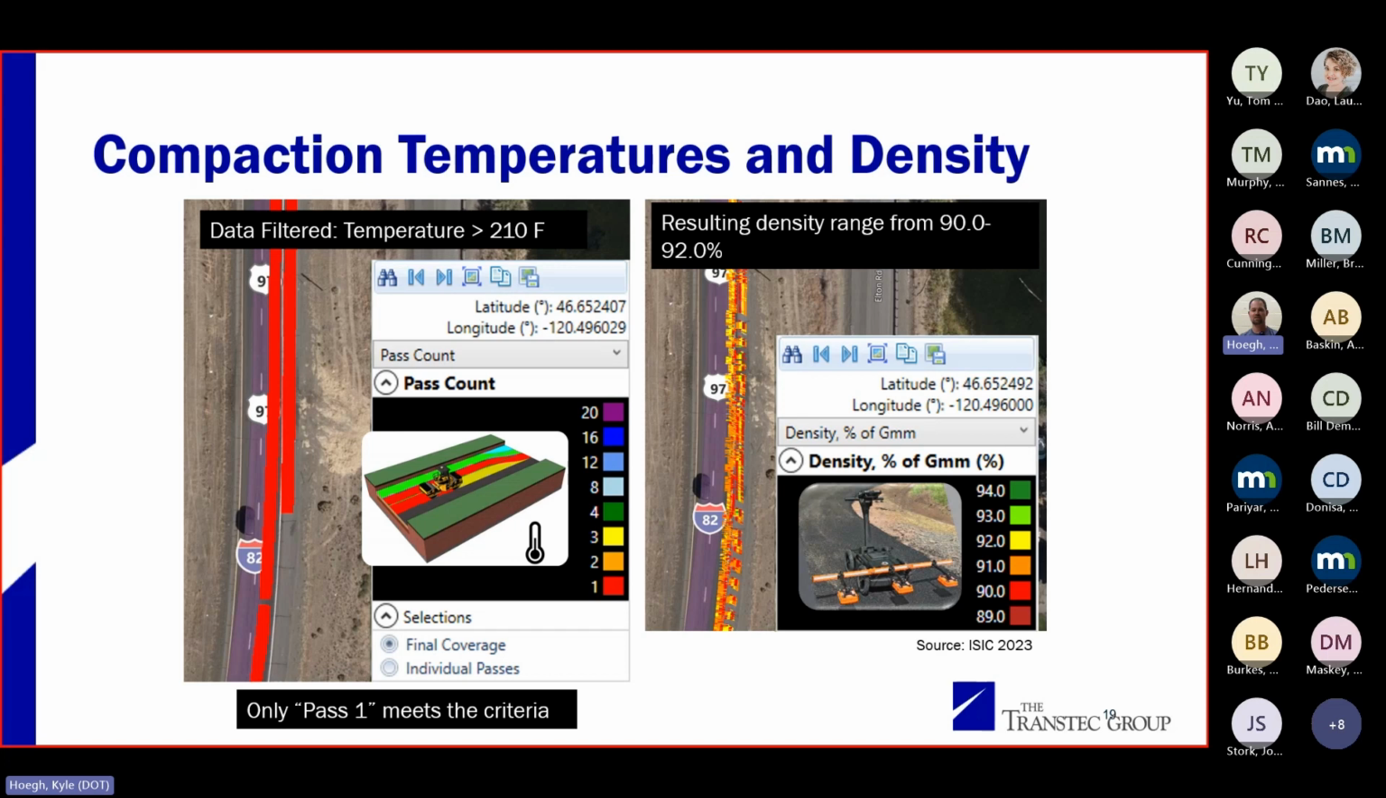And you can do a lot of really cool filtering in Veta. So they applied a filter that says, okay, show us all of the passes that were made when the temperature was above 210 degrees. That was the threshold they had. Only one. So only one pass was being made at the threshold they knew they needed to be at to get density.